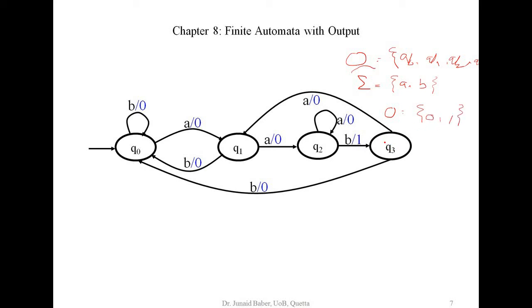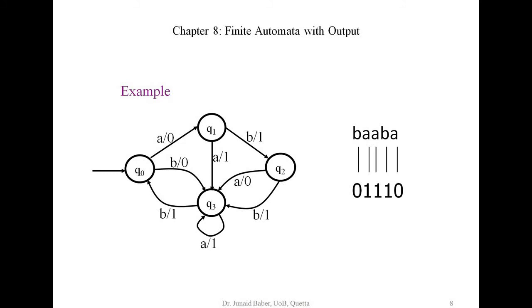And what is the transition function? For the transition function you can draw a transition table, and the output function is, if you are at state Q0 and you get alphabet A, then the output is 0. Instead of state we will get the output. This is how we try to expand the output function.